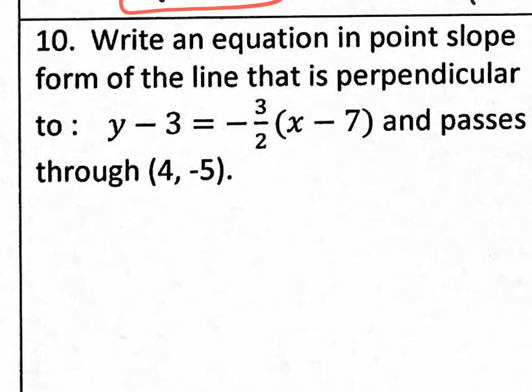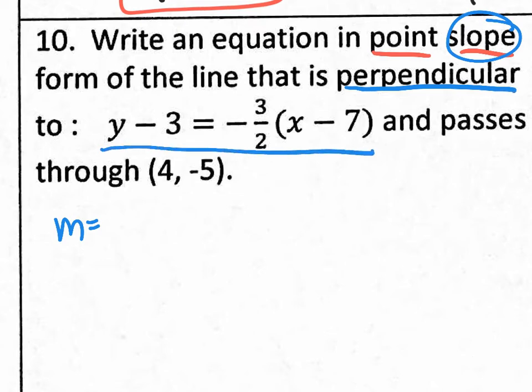Number 10: write an equation in point slope form of the line that's perpendicular to this line that I give you and passes through the point that I give you. Talk to a partner. So here's the deal, guys. They're letting us know that they want an equation. They want us to write it in point slope form. So we need a point and we need a slope. Those are the two things that we need. Indirectly, they're giving us a slope. Why is that? Because if our line is perpendicular to this line, we know that our slope is going to be the opposite reciprocal slope of that line.